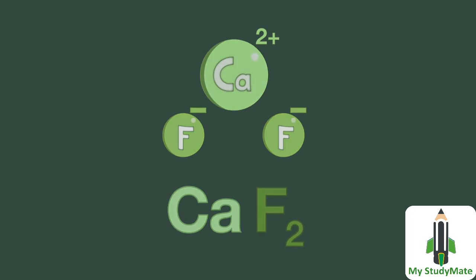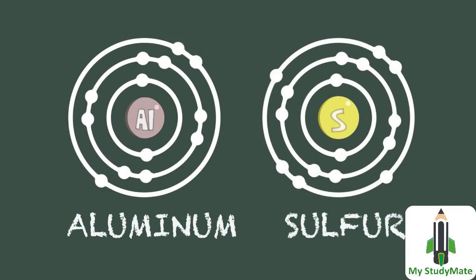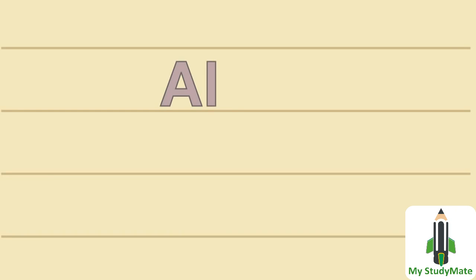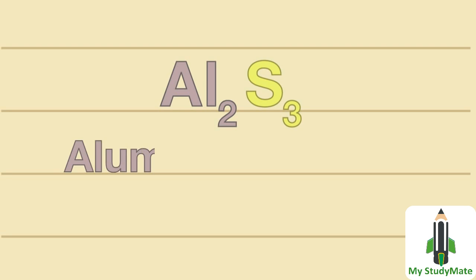We will do one more example together, this time with aluminium and sulfur. The formula is Al2S3 and the name is aluminium sulfide.